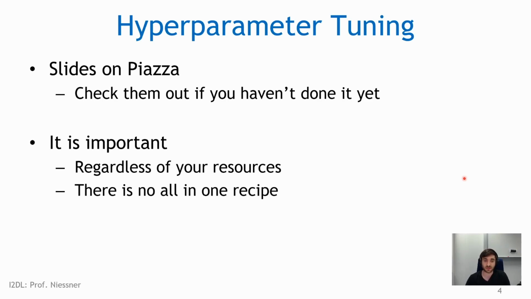Regardless of your resources, it's really important to understand the set of hyperparameters that you actually can tune. Unfortunately, right now, there is no solution which is going to fit every problem you're going to face. So for every new project or problem where we're going to train a neural network, you have to have a look at the hyperparameters again, tune them differently, and see how they influence the performance.